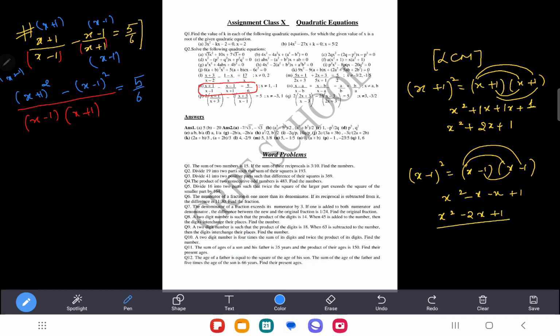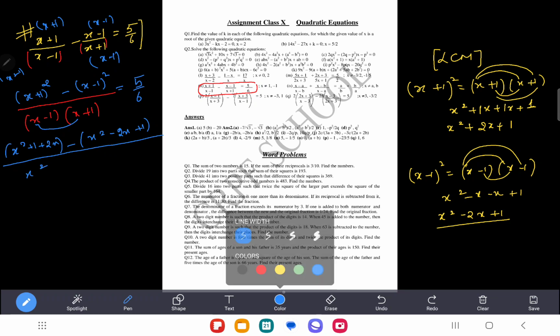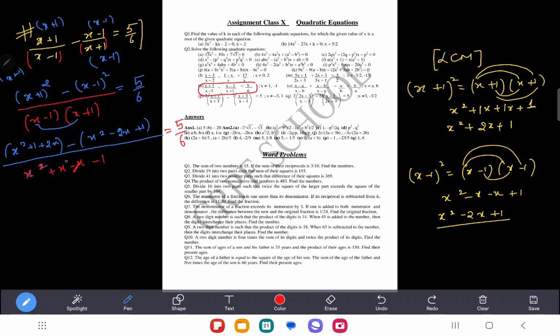So what I'm going to do, I'm going to just put in the values. I'm going to say x square plus 1 plus 2x minus x square minus 2x plus 1, and over the denominator, x into x square. Just have a look at the denominator, it becomes x square minus 1, and that is going to be 5 over 6. Yes or no? So this cancels out.